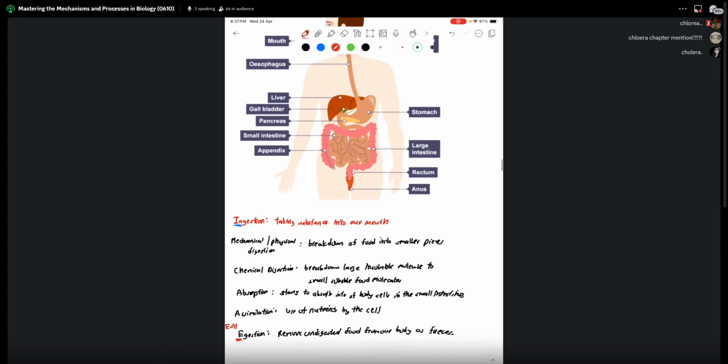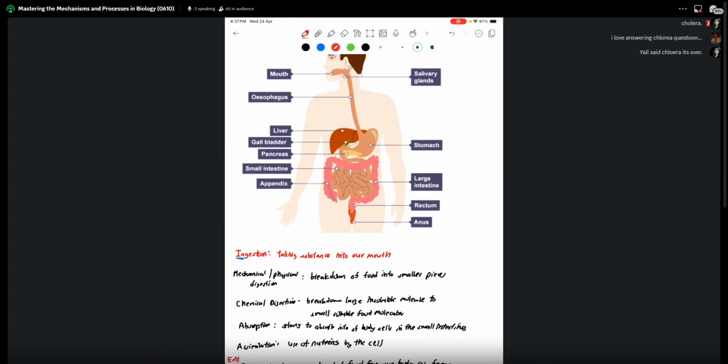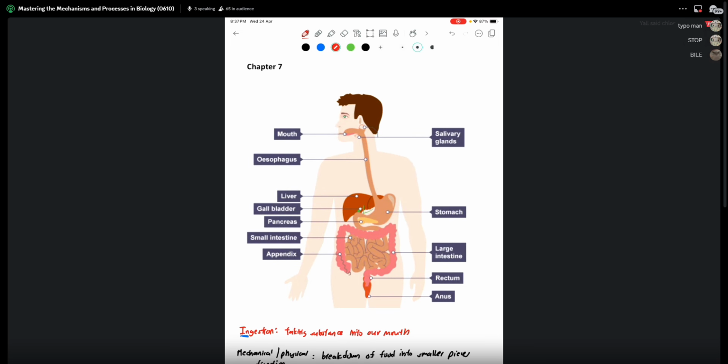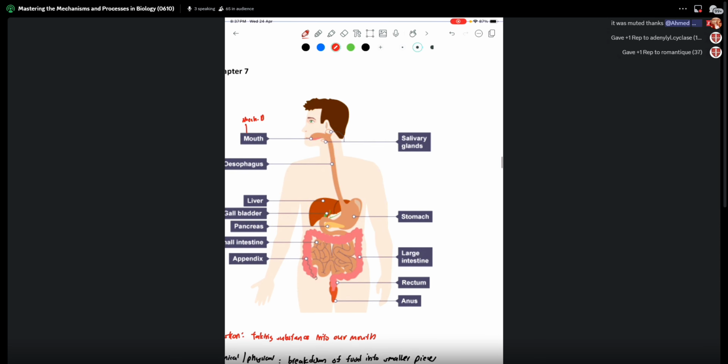Okay, now, sorry, did I miss anything? The mouth, the main thing is mechanical digestion. Salivary glands secrete the saliva, or the amylase that helps to digest the starch. The esophagus is where the peristalsis movement occurs, the constant contraction and relaxation of the muscles that helps to move the food forward and not backwards. And we come to the stomach.